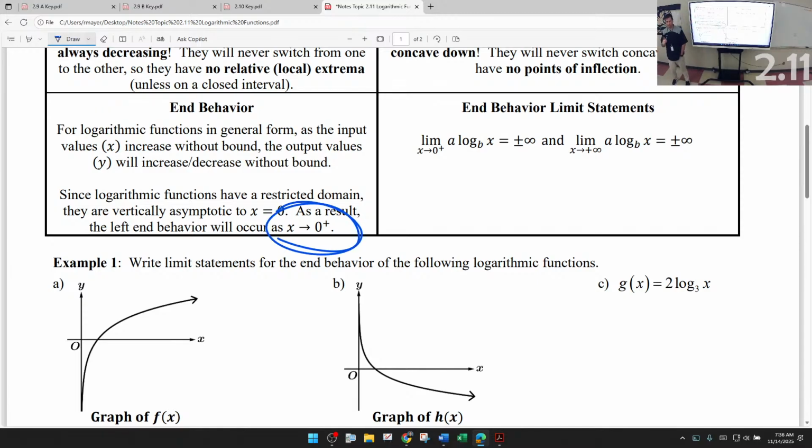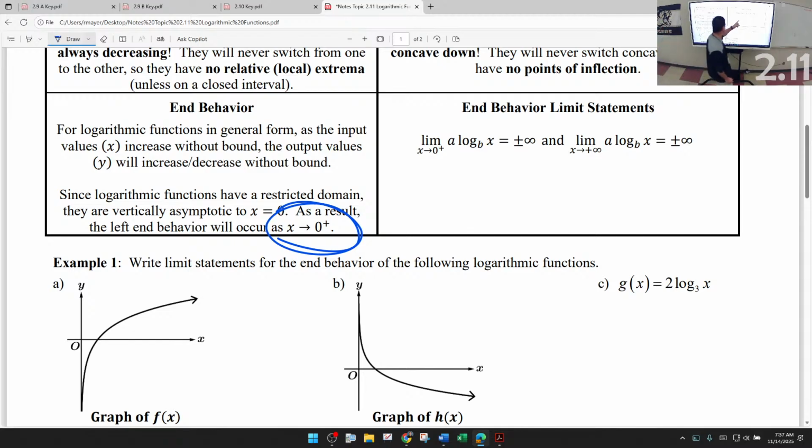You guys are used to seeing the left end behavior, the limit as x approaches negative infinity. Well, for logarithmics, they don't have x approaches negative infinity because their domain is restricted. So they will approach zero from the positive side, because you can't approach it from the negative side. Again, provided this thing is not shifted left or right. If it's shifted left or right, it's going to approach that value from the positive side. So that's something a little bit new to you about the end behavior.